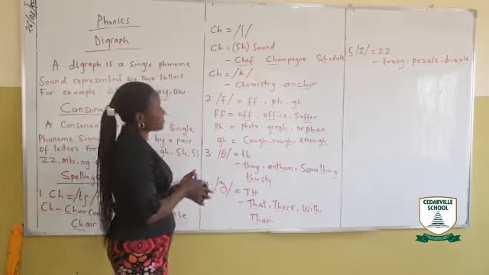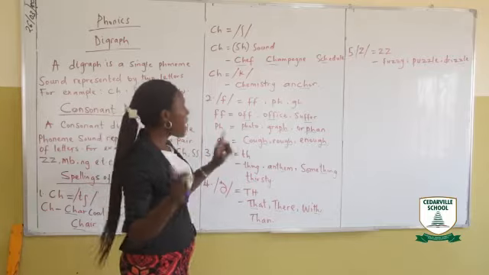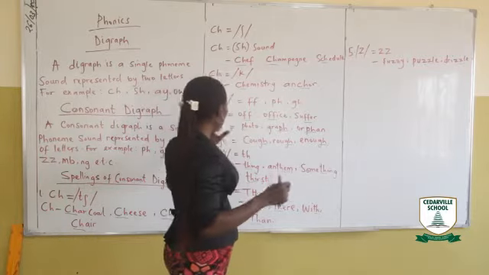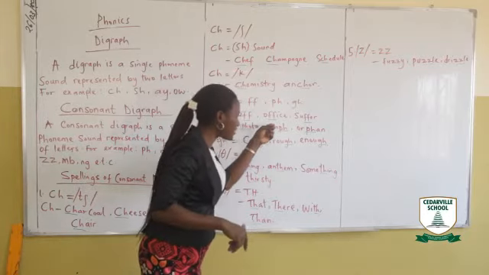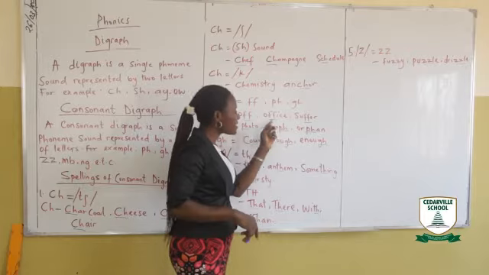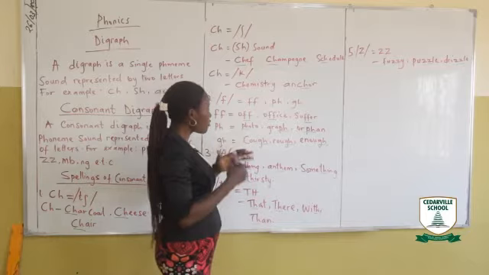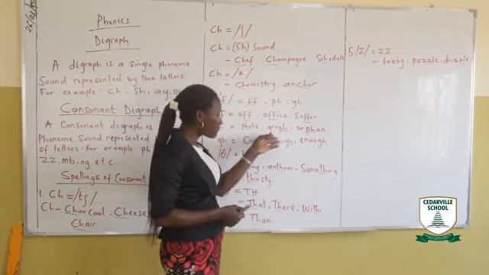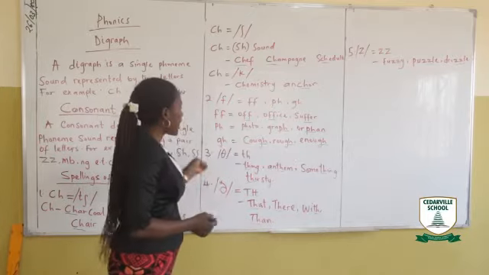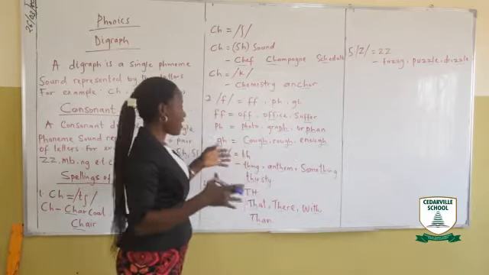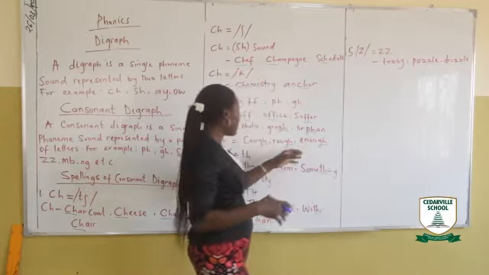Moving on to number 2 again, we have the f sound, which is given by the digraphs FF, PH, GH. For FF we have off, office, sulfur. For PH we have photo, graph, often. And for GH we have cough, rough, enough.